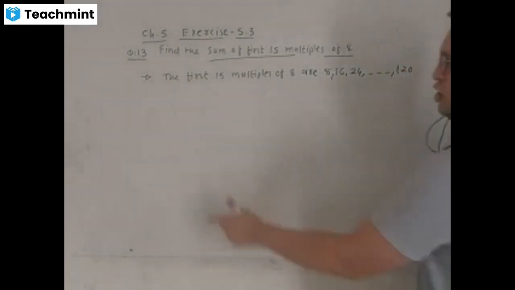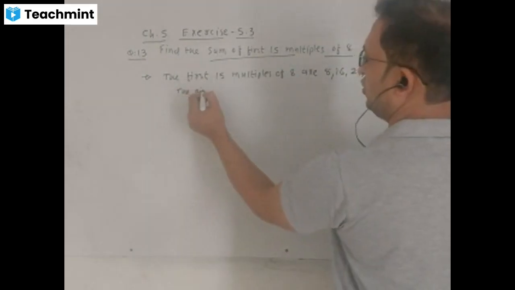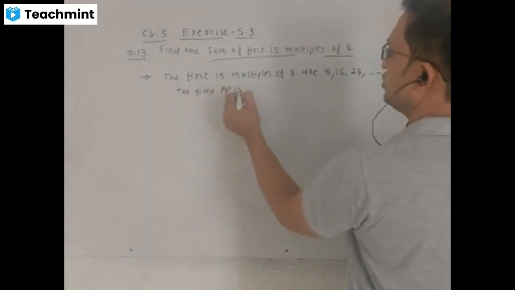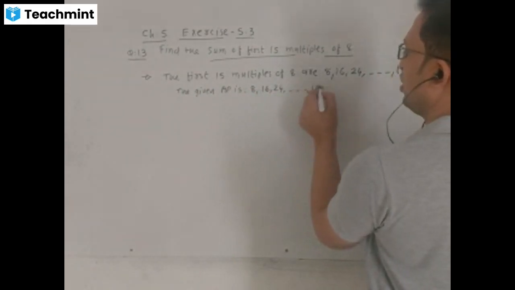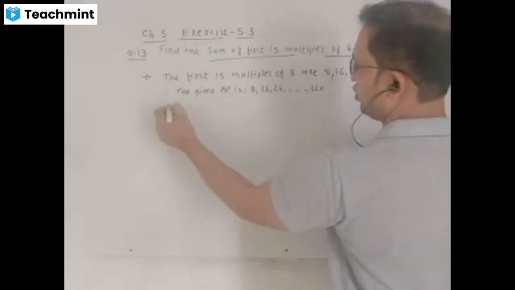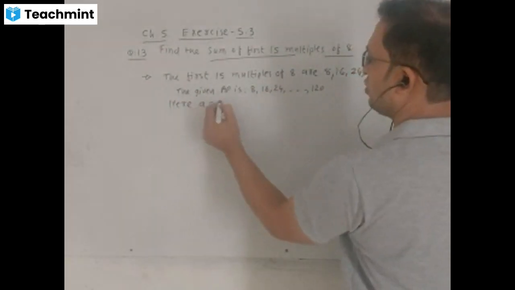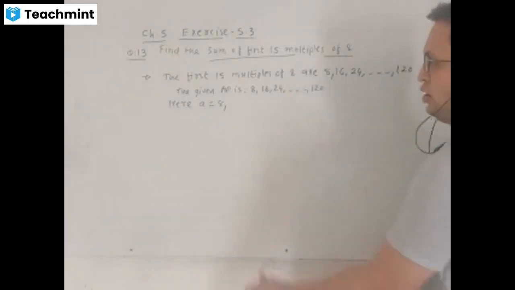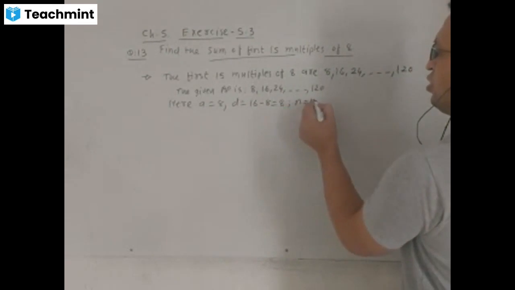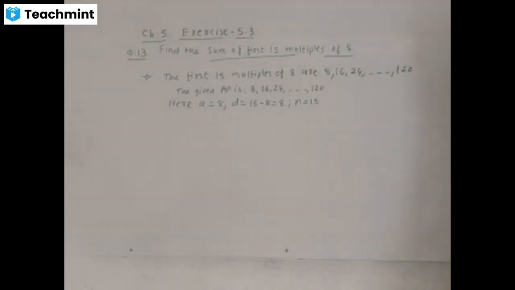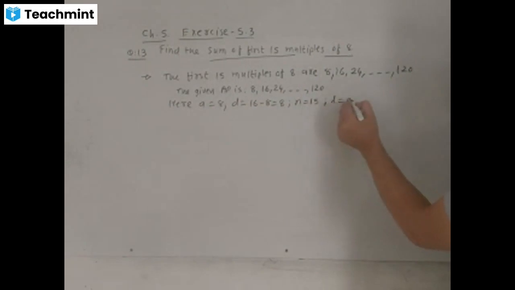is 120. Therefore the given AP is 8, 16, 24 up to 120. Here A is equal to 8. What is the D? 16 minus 8, that is equal to 8. What is the number of terms? N is equal to 15. And what is the last term? Last term AN, that is equal to L is equal to 120.